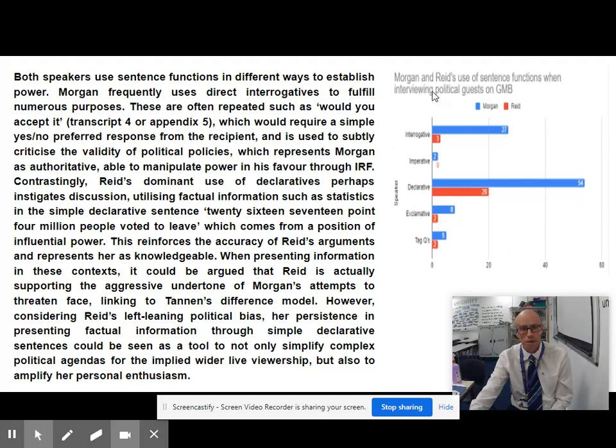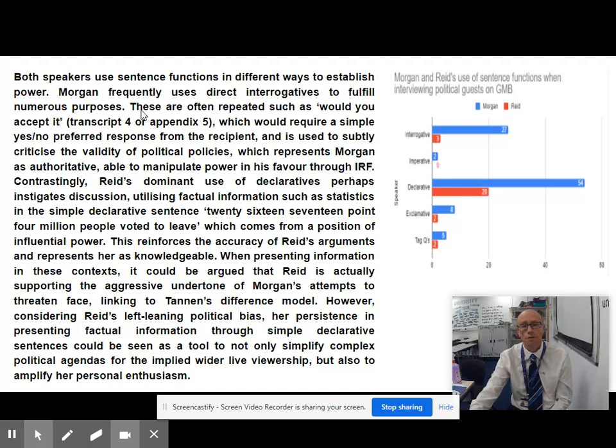The table is headed, as your tables need to be. So Morgan and Reid's use of sentence functions when interviewing political guests on GMB. So notice the precision of the wording there. And notice here that at a glance, you're already seeing immediate patterns because the things in blue are Piers Morgan and the ones in red are Susanna Reid. And you can see the clear differences in comparison between the kinds of sentence functions that they're using. And then it links in very nicely with this paragraph.